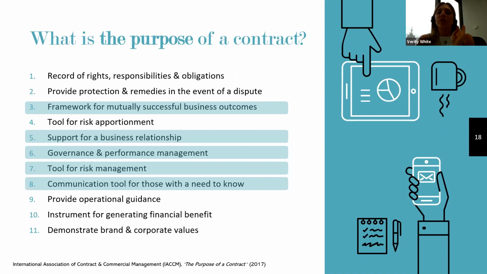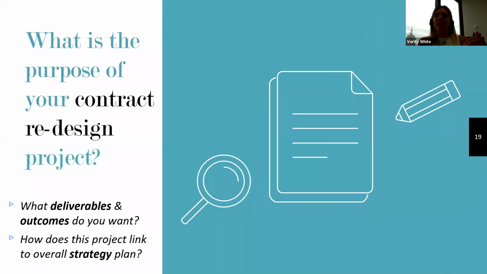Now that we've got a purpose of a contract, we need to think about the purpose of our project. We're setting up a contract redesign project, and from there, we're going to want to think about why we are redesigning this contract. What is the underlying purpose for the project? What are we trying to achieve?